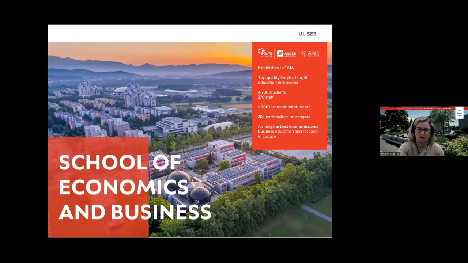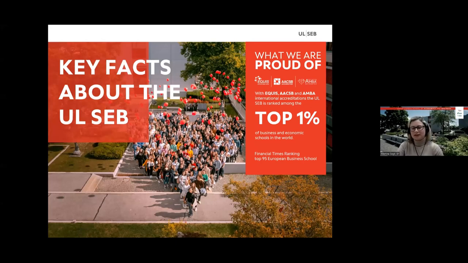As you see in the picture, this is our school. What we are very proud of is that the School of Economics and Business holds three of the most prestigious international accreditations in the field of business and economics. EQUIS is a European accreditation for business schools, AACSB is American accreditation, and we also hold AMBA accreditation, which is for our MBA executive program. Only around 70 business schools around the world hold all these three accreditations, which makes us the top 1% of all the business and economic schools in the world.